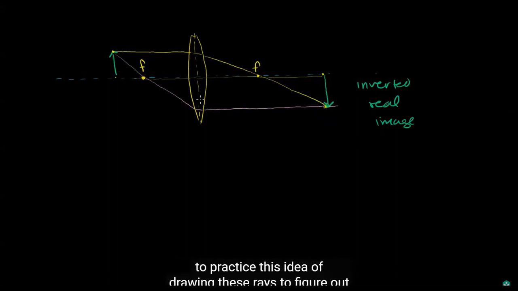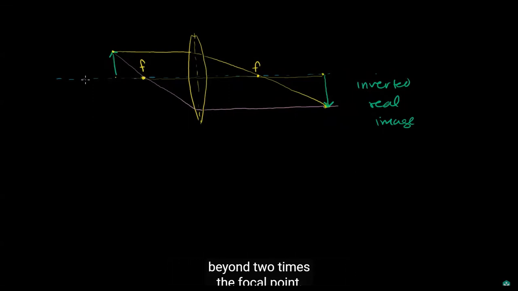In the next video, we're just going to practice this idea of drawing these rays to figure out what type of images we'll get depending on where the object is, whether it's at the focal point, beyond two times the focal point, or within the focal point. And the best thing there is we'll just get a lot of practice doing this, drawing these rays and thinking about how they'll get refracted.